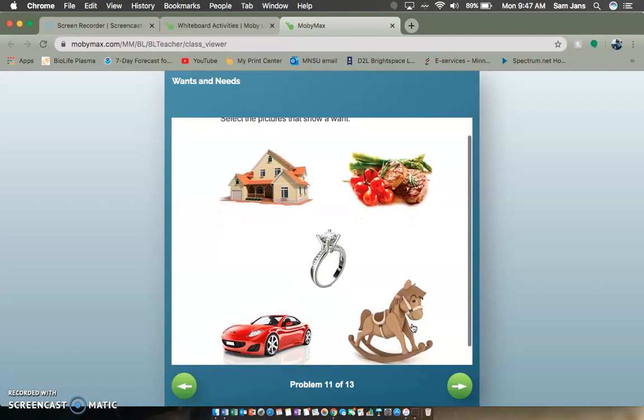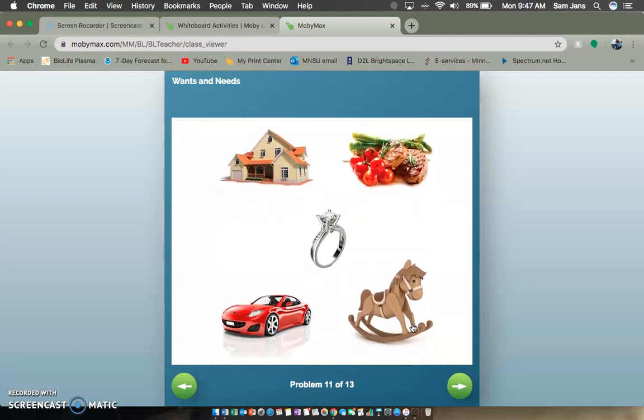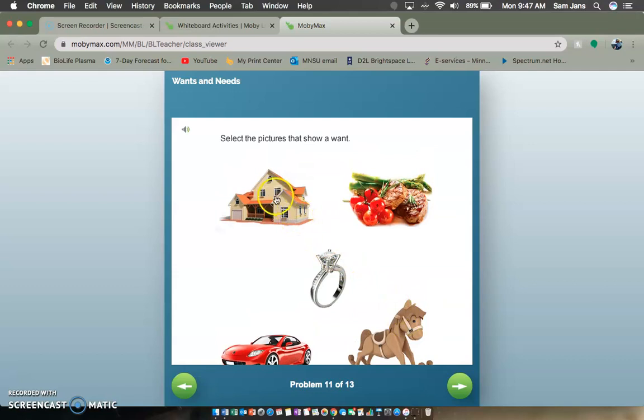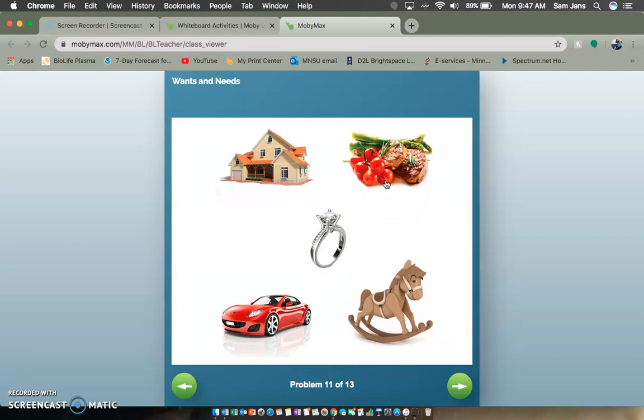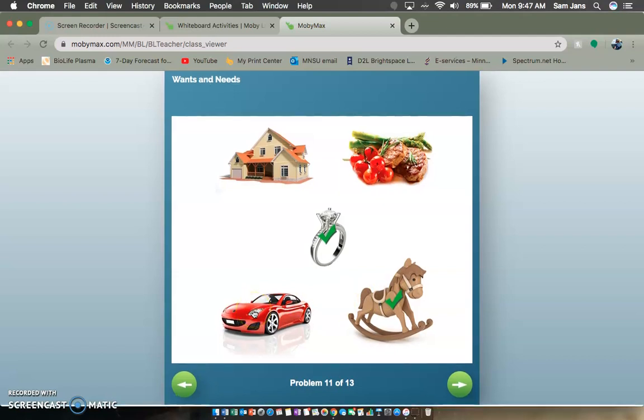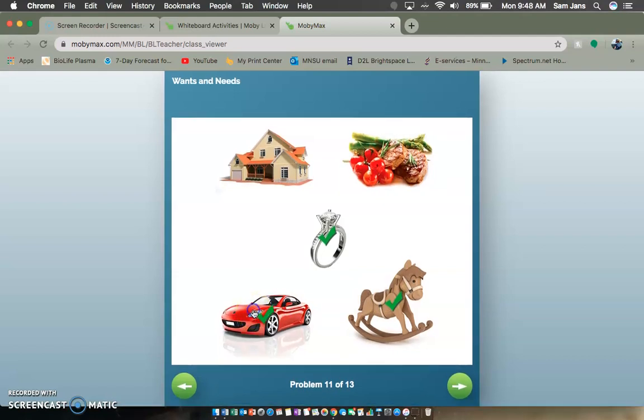So let's look at these pictures down here. Which of these are wants? First one's a house. Remember a house being in our list of needs. And then we got food, now also in our list of needs. What we got left down here? A ring. Do we need a ring to survive? No. Do we need a rocking horse? No, that's just a toy. Or how about a big, fancy, shiny red new car? Nope, we can always walk. So we know that these three things, the ring, the car, and the toy horse, are all things that we want in life, not need.